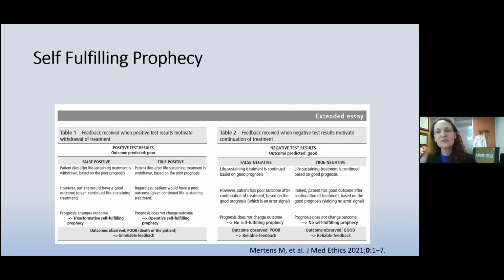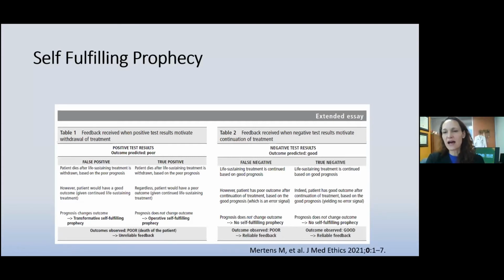All right, so if your idea about the outcome is going to affect the outcome, then it can produce the outcome artificially. That is a self-fulfilling prophecy. So if you see here, if you think that the patient's going to do poorly, and this is a true positive, then the patient will do poorly, even if you don't withdraw. If it's a false positive, then you are transforming the outcome by having the patient die, right? And when we think about our experience, we don't take that into account.